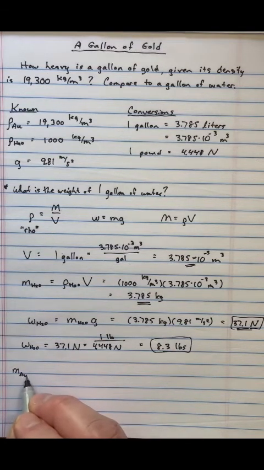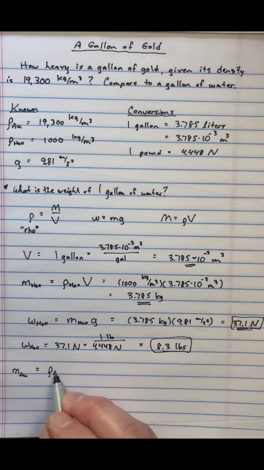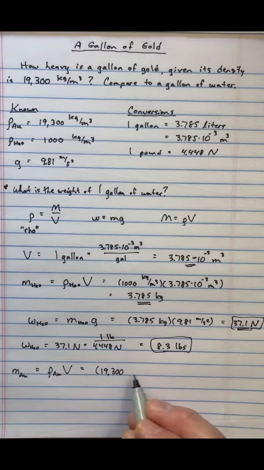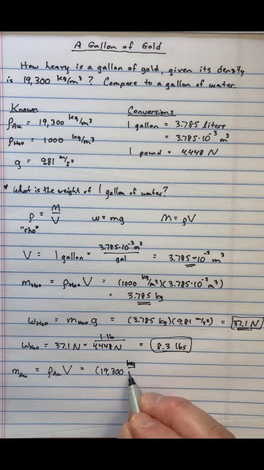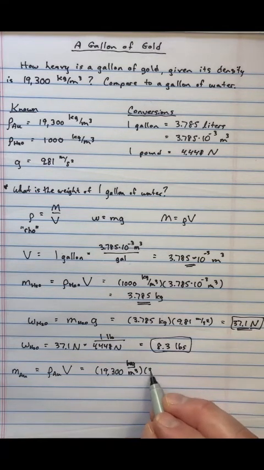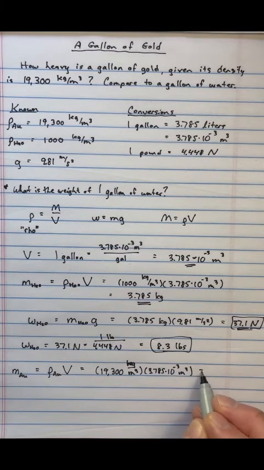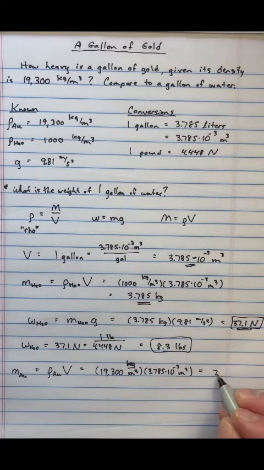So mass of a gallon of gold. Now, AU is the elemental symbol for gold, so AU. So density of gold multiplied by volume. Notice it's 19,300 kilograms per cubic meter for gold. Gold is very dense. And then the 3.785 times 10 to the minus third cubic meters there for the volume. And when I do this, I have something about 73 kilograms.